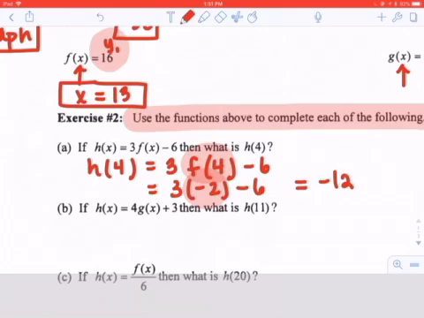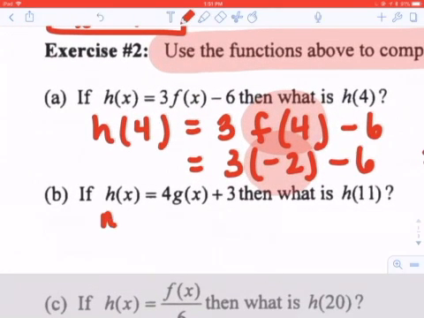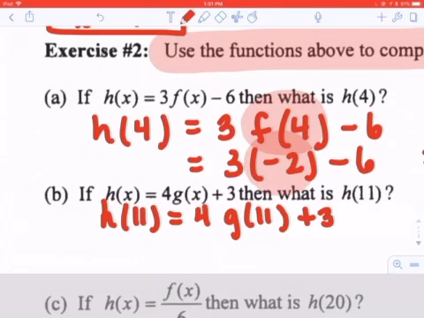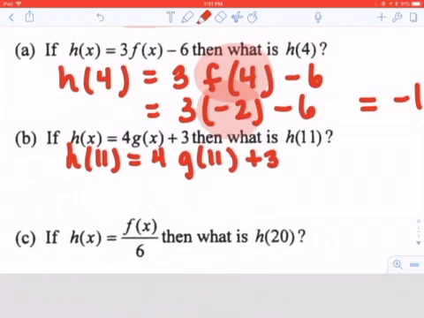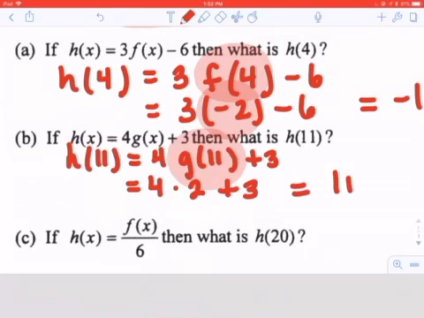B is using h of 11. So h of 11 equals 4 times g of 11 plus 3. So first we just need to figure out what g of 11 is. So g of x is up here, and it was x minus 7 divided by 2, and that gives you 2. So since g of 11 equals 2, you just replace it with 2. And instead of doing 4 times g of 11 plus 3, you do 4 times 2 plus 3, which gives us 11.